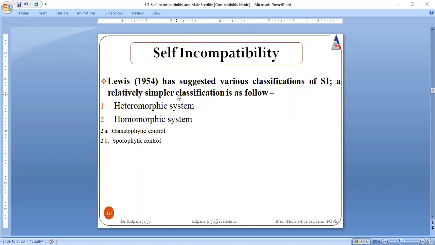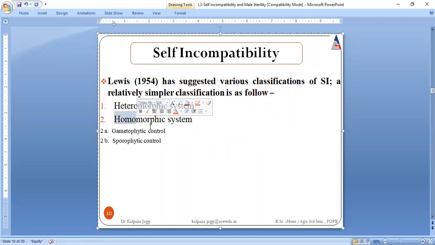Now we talk about the concept of Lewis. Lewis was a scientist who in 1954 further suggested another classification, and he said the classification of self incompatibility is of two types. The very first is the heteromorphic system and the other is the homomorphic system. Out of these two, the homomorphic system is further divided into two: the gametophytic and the sporophytic control.